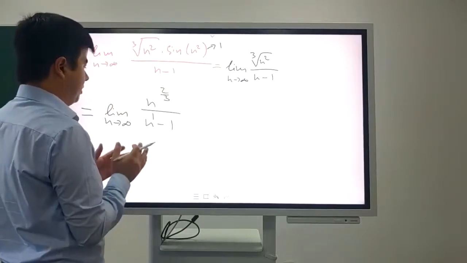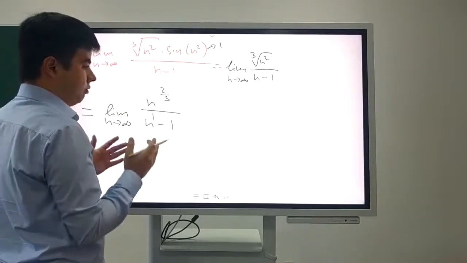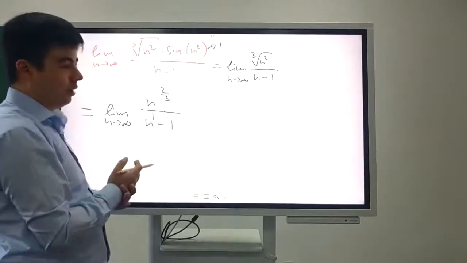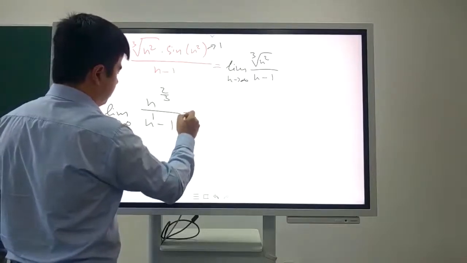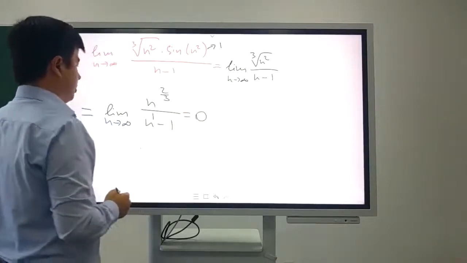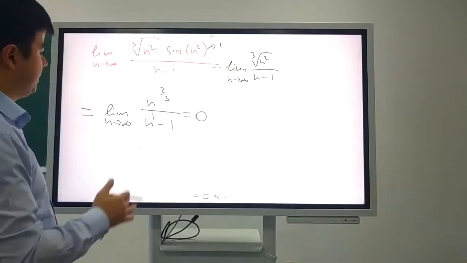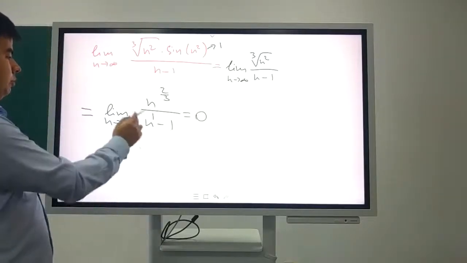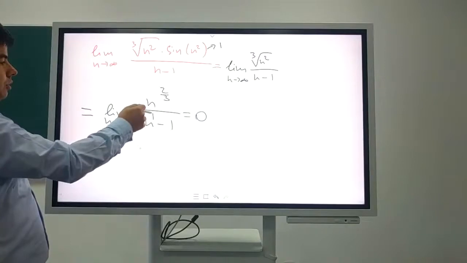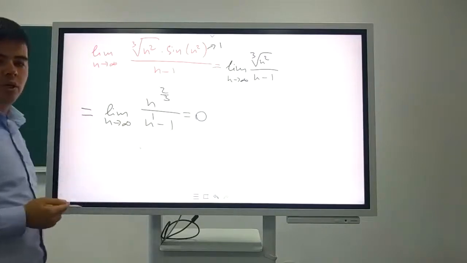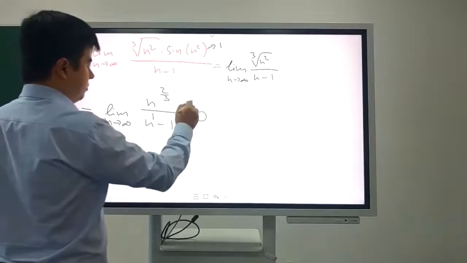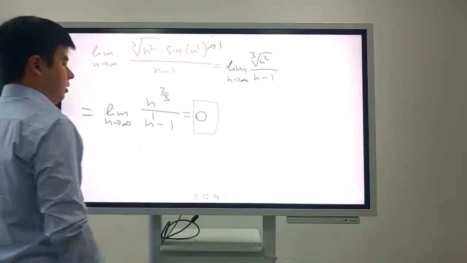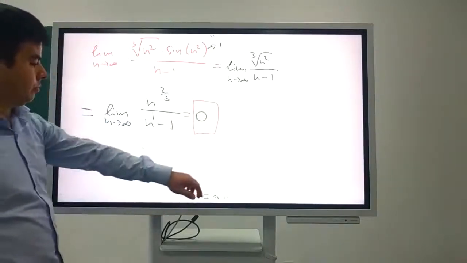Hence, we have the form 1 over infinity. This is 0. So the answer of this limit is 0, because the power of the denominator is greater than the power of the numerator. The answer is 0.